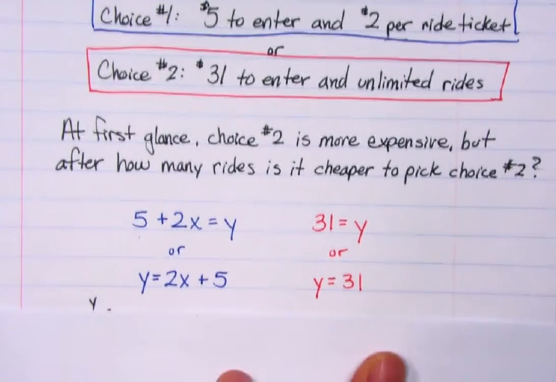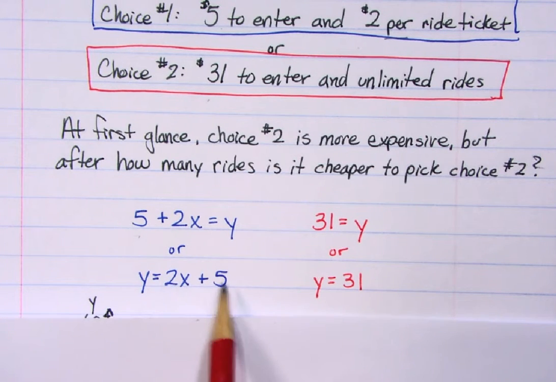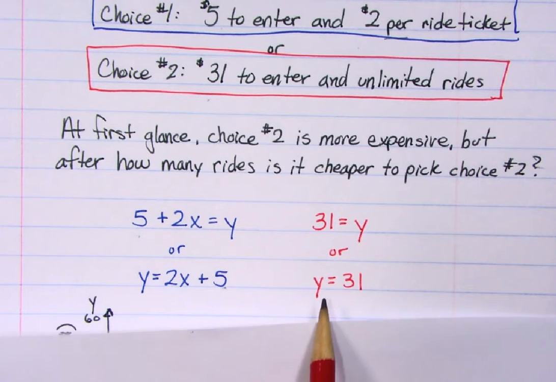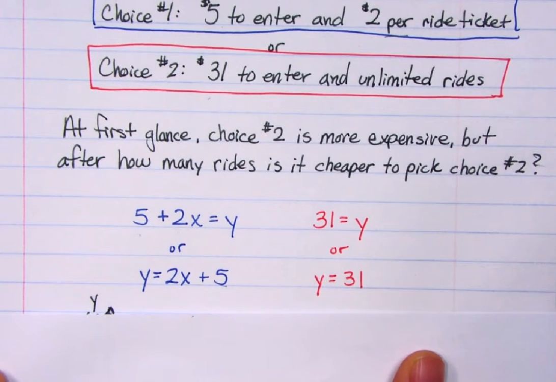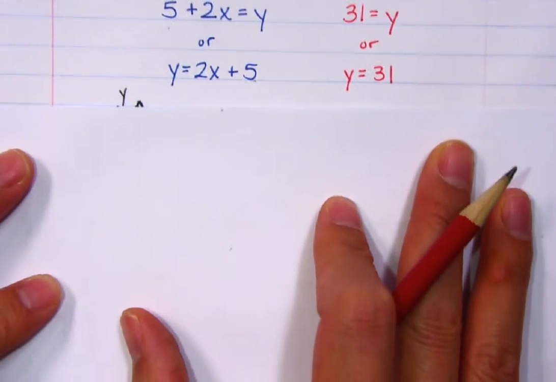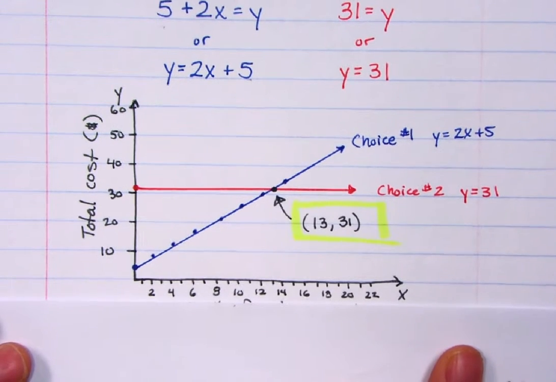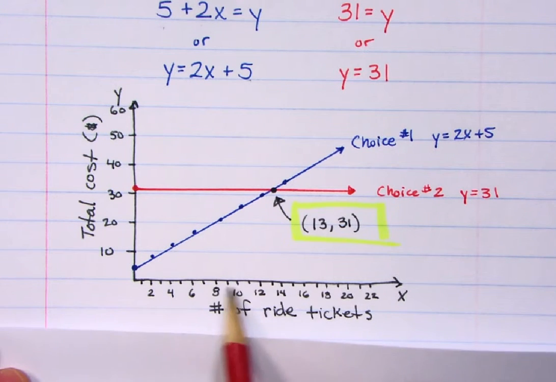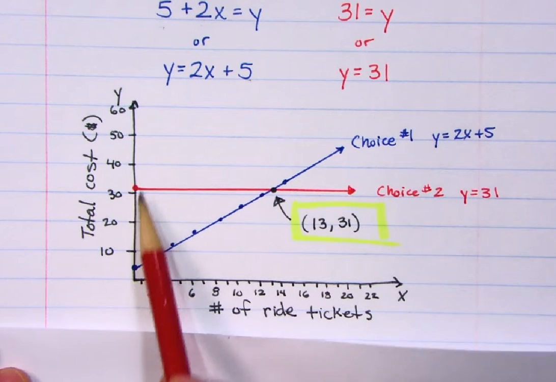All right, so what I did is I just reversed those. I put, hey, your total is equal to $2 a ride plus $5 to get in. And for this option, choice 2, your total is equal to 31, no matter what. So let's see what happens when I actually graph this. Remember, the key word is staple. All right, so look, I made myself a little chart. You can pause the video and add this to your notes. The number of rides I put down here, ride tickets, and then the total cost over here.